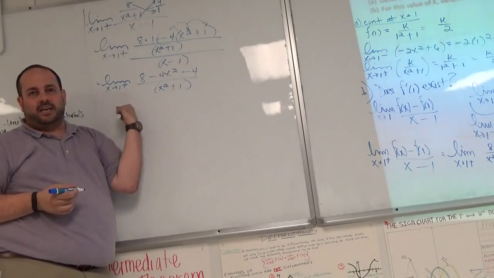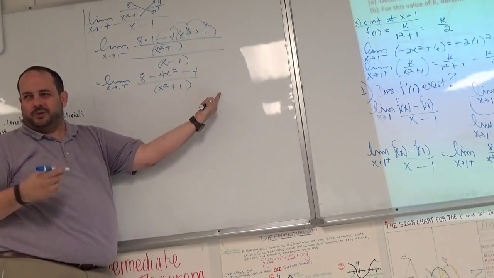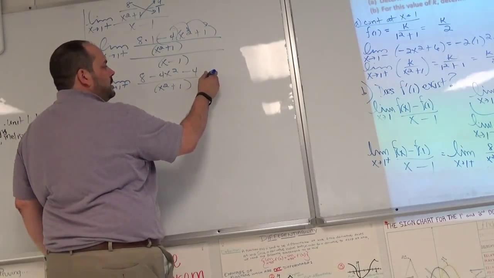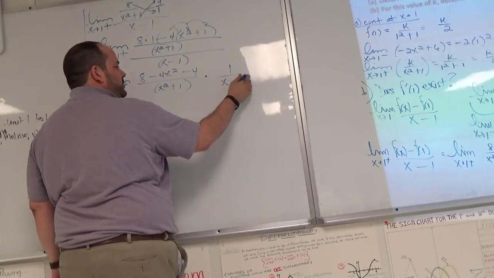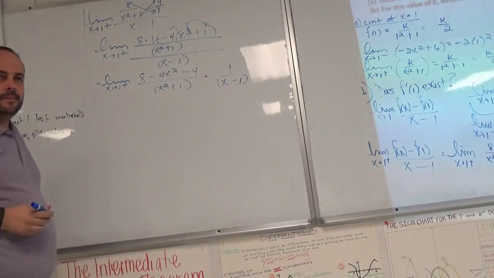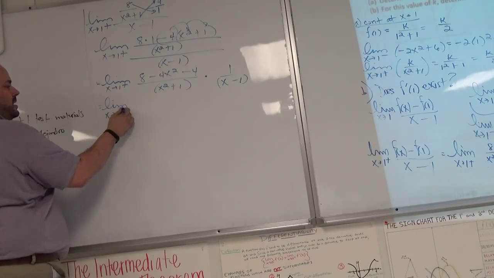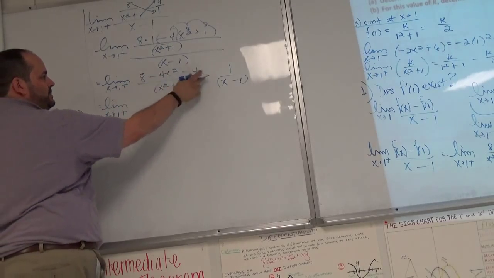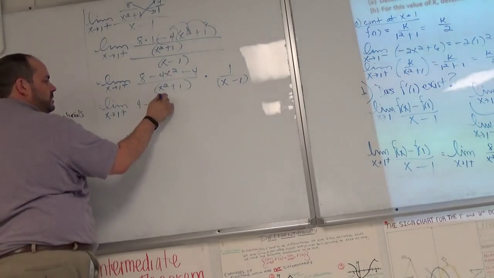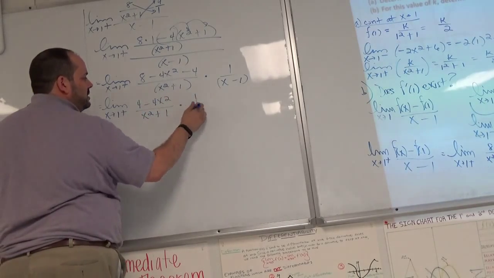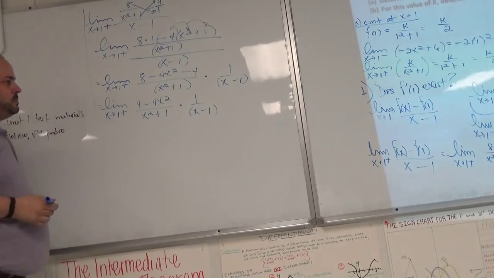Is everybody okay if instead of writing this whole thing over x minus 1, I do the next step at the same time? Which is, I'm going to multiply by 1 over x minus 1. Okay, so now I've got the limit as x approaches 1 from the right. 8 minus 4, I've got 4. Minus 4x squared, I've got x squared plus 1 times 1 over x minus 1.